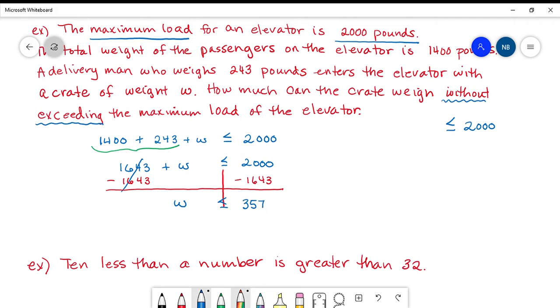357 pounds. So the crate can weigh no more than 357 pounds. If it weighs more than that, then the elevator is going to struggle or possibly even have difficulty operating. So as long as we're under that weight, we're good.